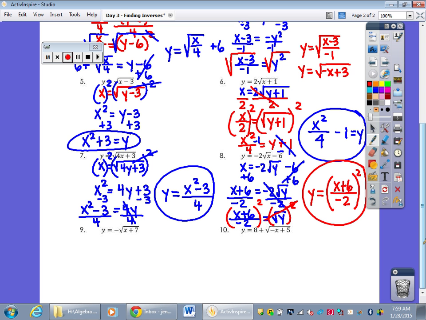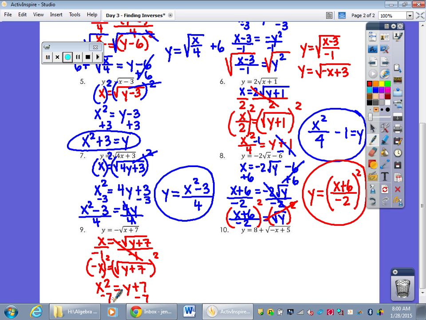Okay, number 9, we have x equals negative the square root of y plus 7. So first thing I'm going to do is divide through by a negative 1, so I can cancel out that negative right there. So this makes negative x equal to the square root of y plus 7. Then we can square both sides. If I square a negative x, I'm going to get positive x squared. And this will be y plus 7, and then you take away your 7, and so y is equal to x squared minus 7.